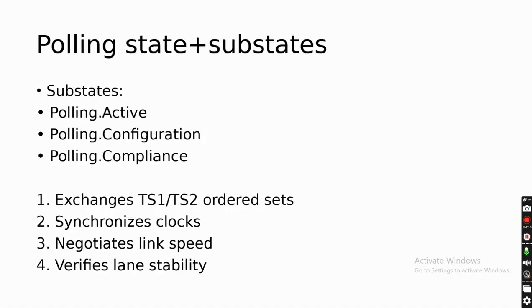Here we can see the polling state and substates. Here we have polling active, polling configuration, and polling compliance. What it does here is transmit the TS1 and TS2 order sets. The interviewer may ask how many TS1 and how many TS2 we have to send, and it synchronizes the clock. It will check the symbol lock and bit lock, and also negotiate the link speed here and verify the lane stability.